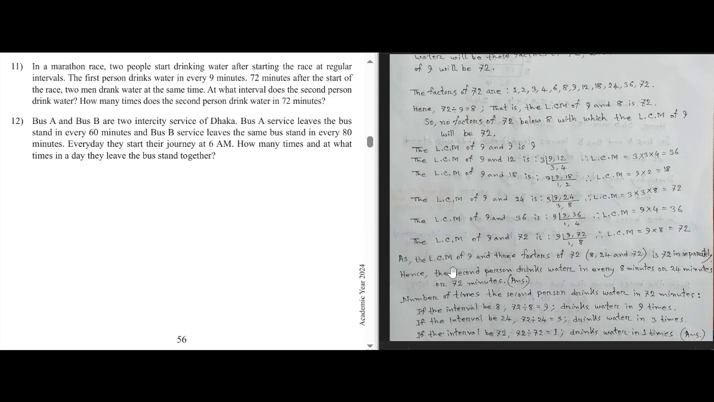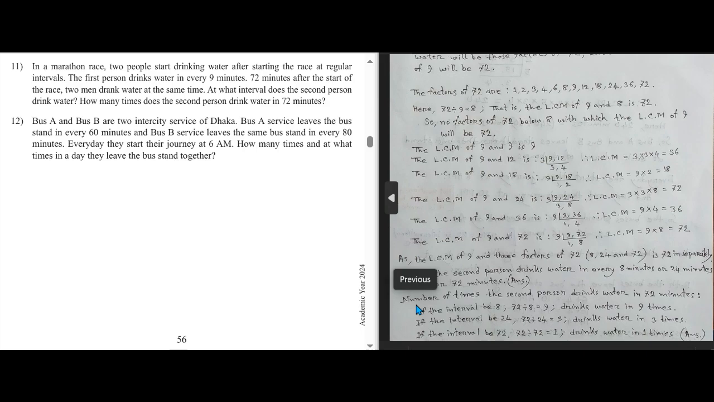As the LCM of 9 and each of the three factors of 72, for example 8, 24 and 72, is 72 separately, hence the second person drinks water every 8 minutes, or 24 minutes, or 72 minutes, and that will be the answer.